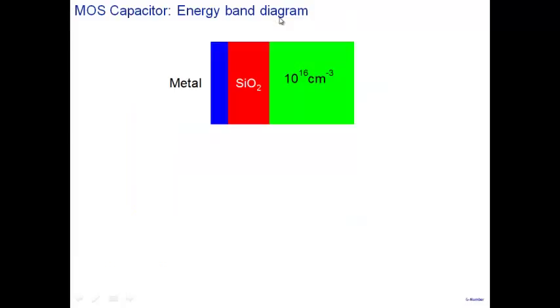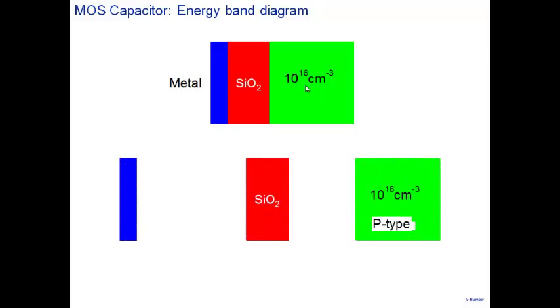Okay, so let's look at that here. This is something that we have done earlier, which is the energy band diagram, which provides a clear picture of band bending and what is flat band voltage and all that. So let's look at that. Again, our example is metal, SiO2, and a p-type silicon, which is 10 power 16.